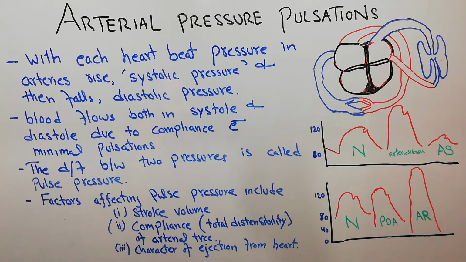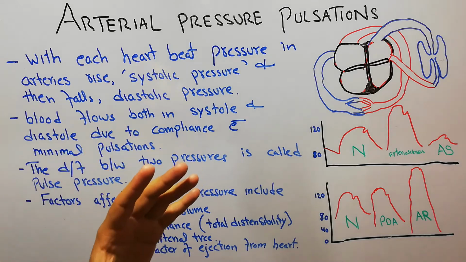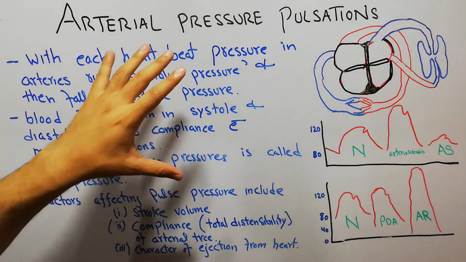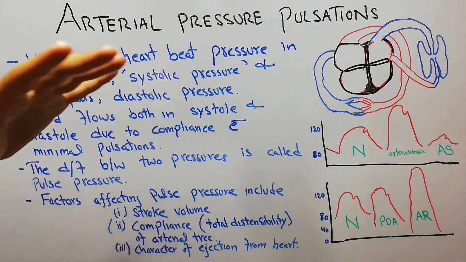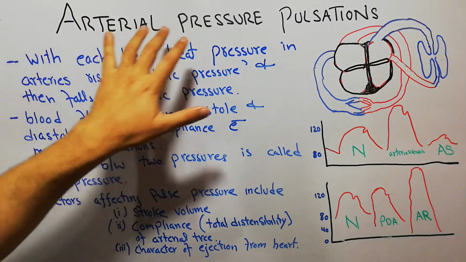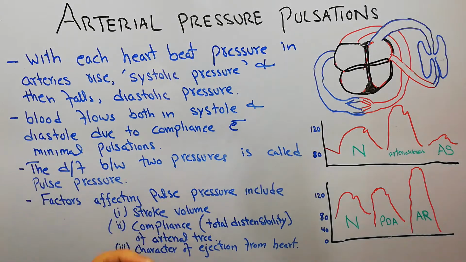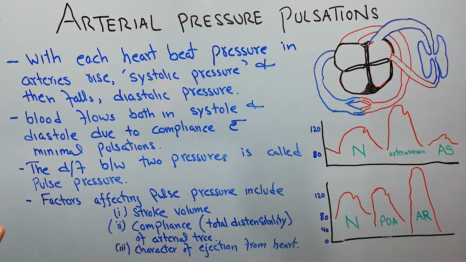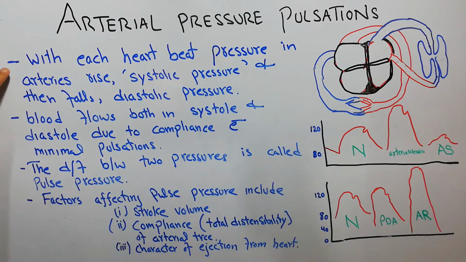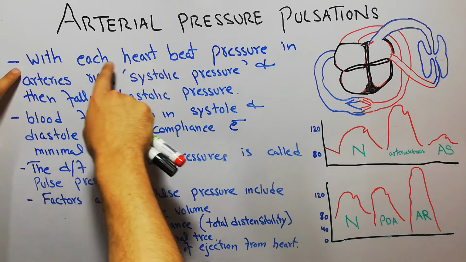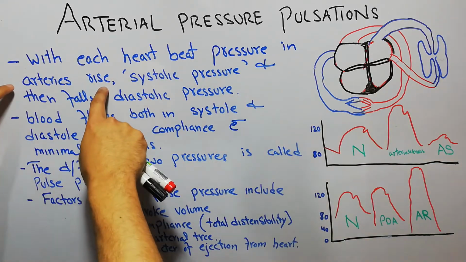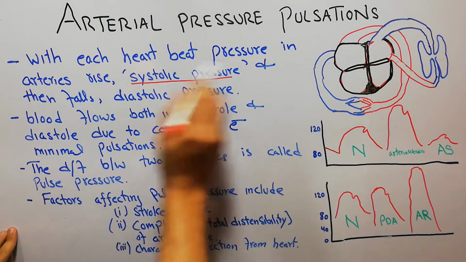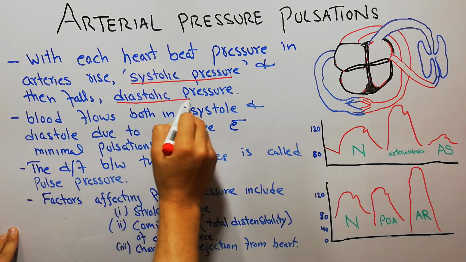And then we also discussed the volume pressure curve, that how the increasing volume of blood affect the pressure in the arteries and veins. Now the same compliance and distensibility will be discussed here, and their application will be discussed in arterial pressure pulsation, that how the compliance and distensibility of the blood vessels help in the blood flow in the arterial pulsation. Now if we see that during the normal heartbeat, with each heartbeat, pressure in the arteries rise, that is known as systolic pressure, and then falls, that is known as diastolic pressure.